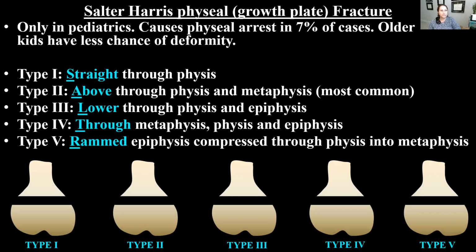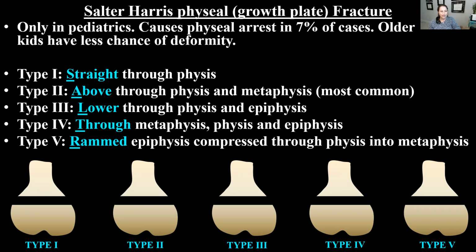Salter-Harris fractures are a specific type of fracture that occur only in the growth plate. So this is only going to be in our pediatric patients. You will never see a Salter-Harris injury in an adult. Depending on how bad it is, it can cause physeal arrest, or stopping of growth of the growth plate, in about 7% of cases. The older the kid is, the less chance they will have a deformity in that growth plate because they're mostly done growing at that point. Lots of questions on the boards on the Salter-Harris fractures.